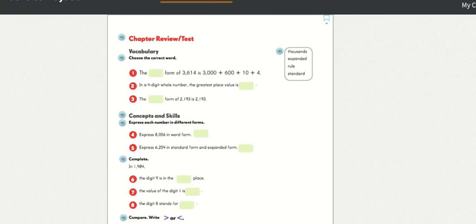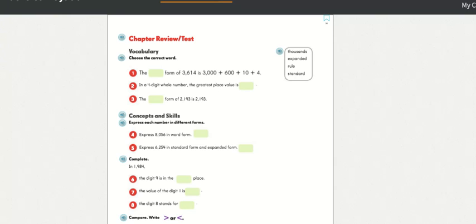Okay, and then number 3, the blank form of 2,193 is 2,193. And that would be the standard form. I always think it's tricky how they give you 4 choices, but only have 3 problems. So one of these didn't get used, and that was the word rule.